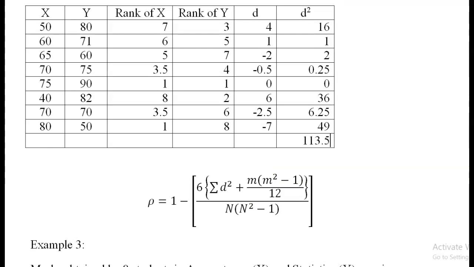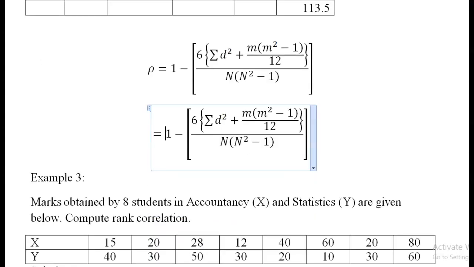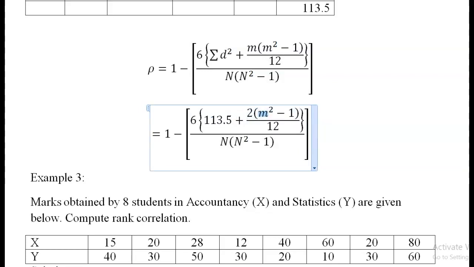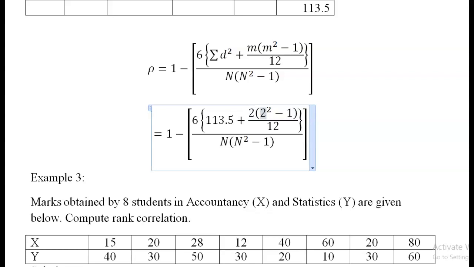113.5. Okay, now we will substitute all these values in the formula, which is equal to 1 minus 6 times summation d square, which is 113.5, plus here 70 is repeated 2 times. Therefore, we will fix m as 2. So 2 times 2 square minus 1 divided by 12, divided by n is 8, that is the number of observations, and 8 square minus 1.